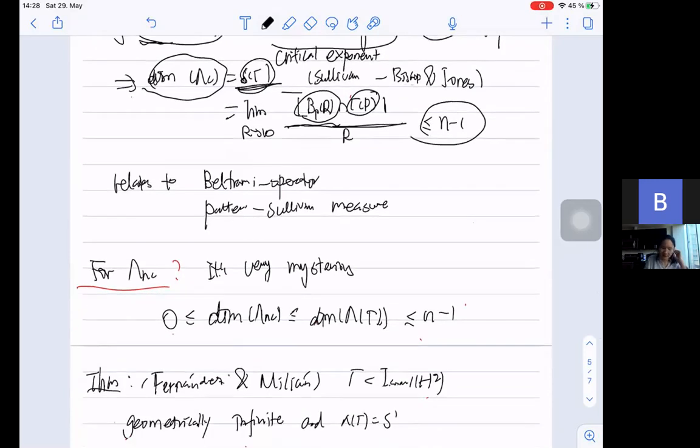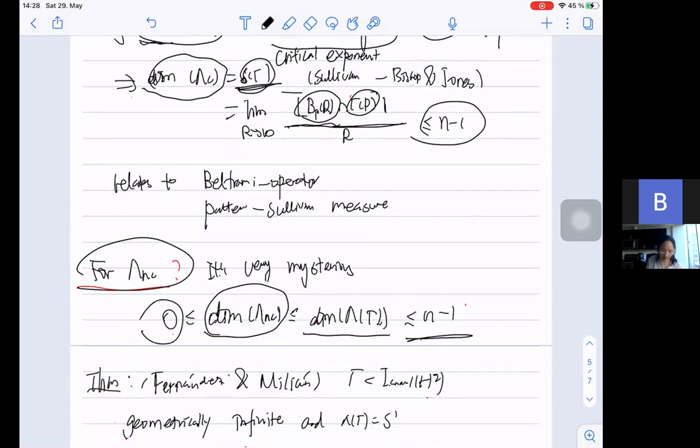So what can we say about the non-conical limit points? Very little is known about them. It's a very mysterious subset. We only know that the Hausdorff dimension for the non-conical limit points is smaller or equal to the Hausdorff dimension for the whole limit set, which is smaller or equal to n-1 because the boundary is an (n-1)-dimensional sphere. And we just know it's greater or equal to 0. So we're asking whether there are examples that reach the upper bound n-1, or examples that reach the lower bound of 0.